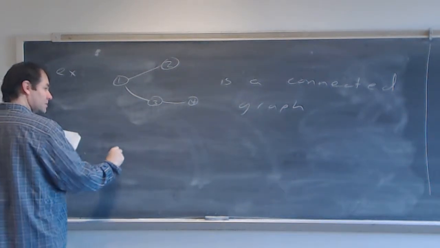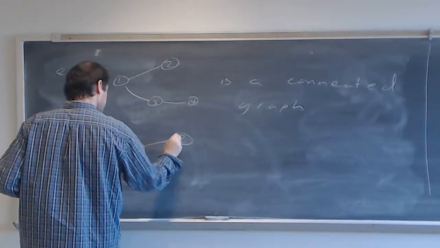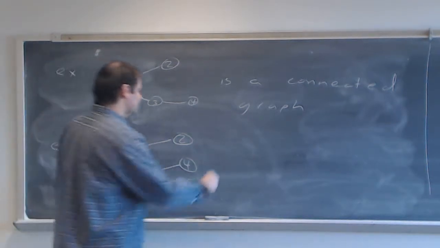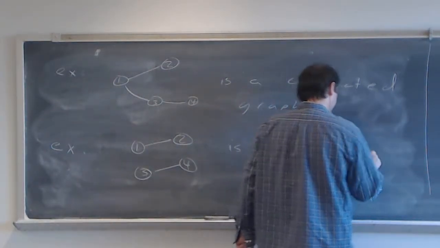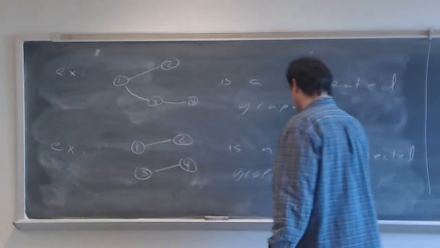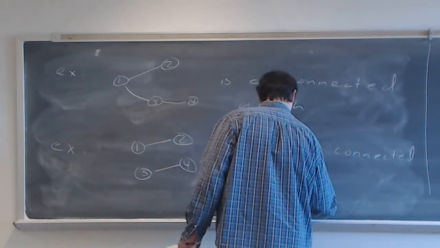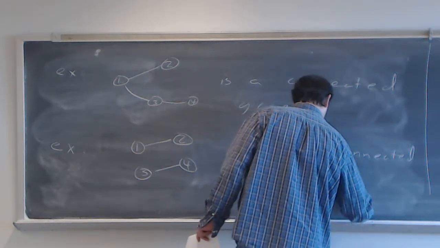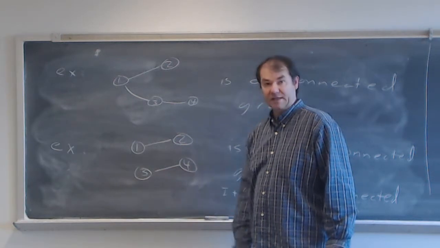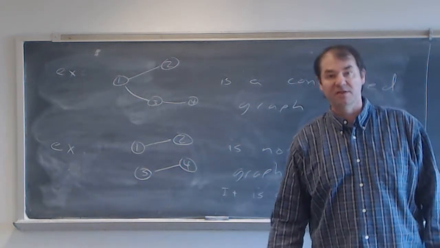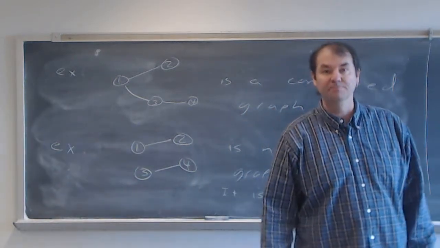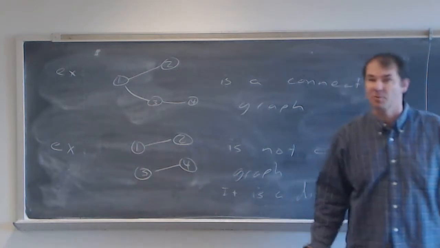As another example, so if I say 1 goes to 2, and then 3 goes to 4, okay, then this is not a connected graph. And not connected means disconnected. And the reason is that there's no path between 1 and 3. There's no path between 1 and 4 either. But there exists some pairing of nodes, some distinct pairing of nodes for which there is no path between. All right. Well, what's a random graph? That's what we want to talk about next.